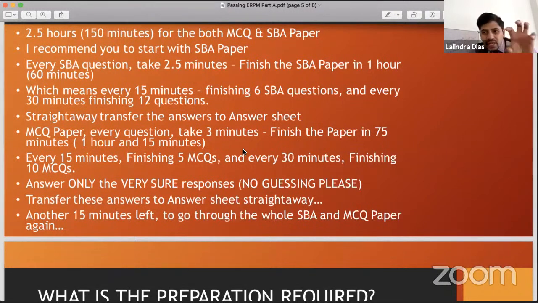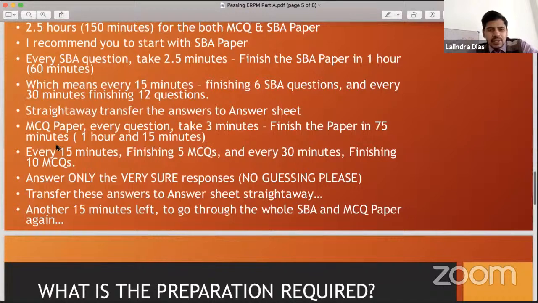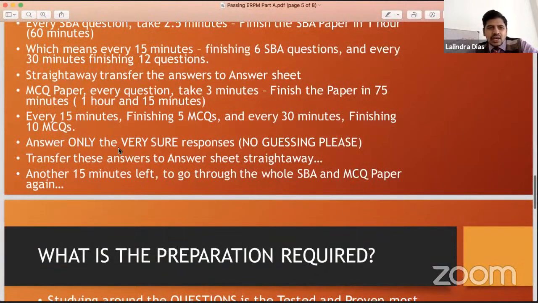So this time frame is so important, guys. It is very valuable. It's even more valuable than a lecture. So every 30 minutes, you should be finishing 10 MCQs. And guys, this is a golden statement that I have given here. What is this? Answer only the very sure ones, which are like black and white. Answer the very sure ones.